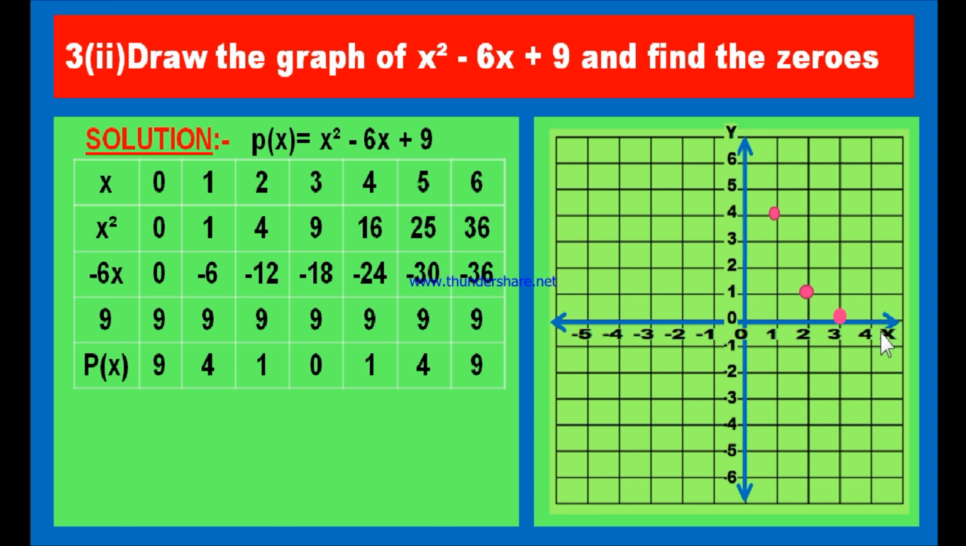Next (3, 0). x is equal to 3 and y is equal to 0. That point lies on x-axis. (4, 1). x is equal to 4 and y is equal to 1 is this point. (5, 4), x is equal to 5 and y is equal to 4 is this point. Next, x is equal to 6 and y is equal to 9. 6 may be here and 9, you can find 9 there. In your graph sheet you can find (6, 9) also.